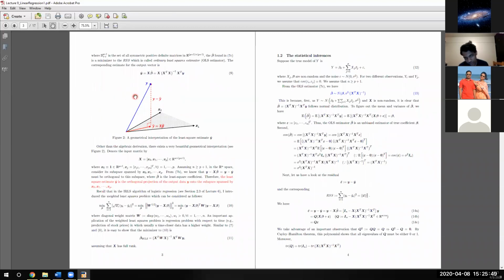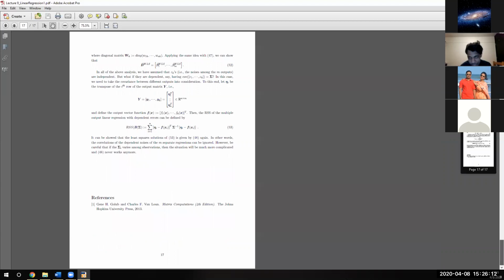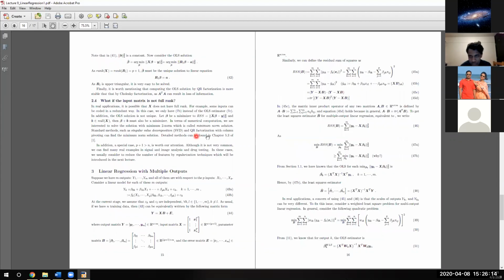I remember I introduced the geometric interpretation of this least squares problem, right? This is very important. Trust me, you'd better understand it very well, because it's going to help you understand many other things. Then we introduced a weighted problem, and this weighted problem actually has another way of understanding. I'm going to introduce it here. I guess I haven't updated it, but I actually added one small section here with multiple outputs.